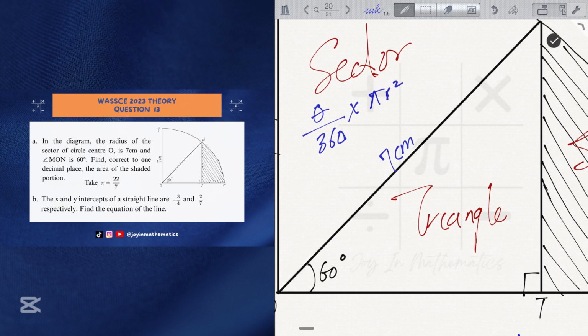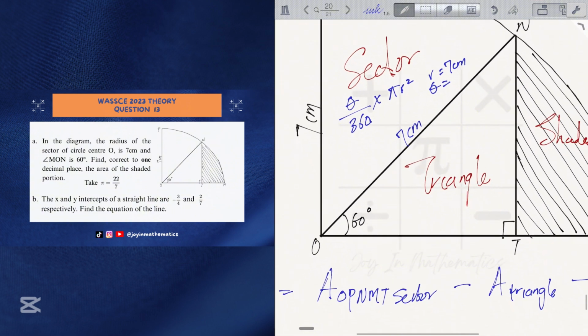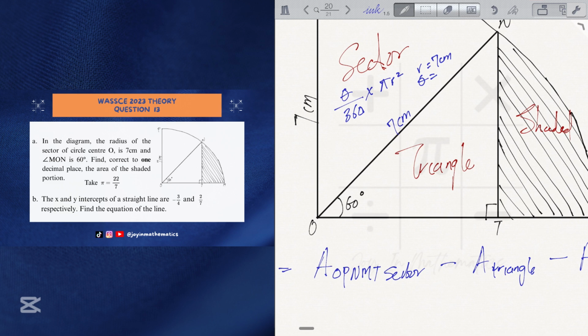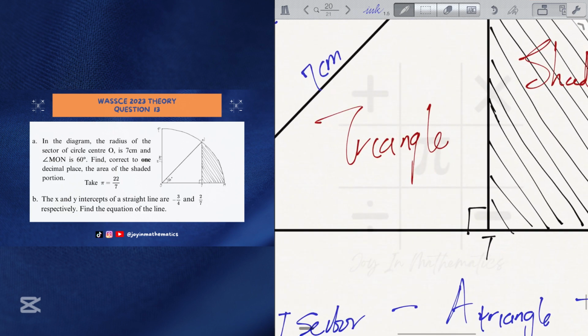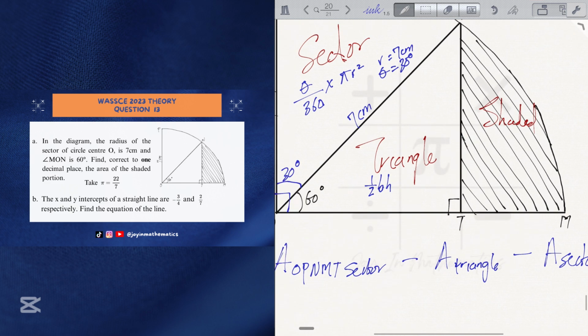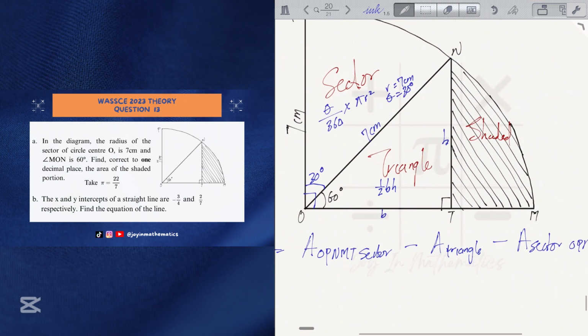Here, r is equal to 7 centimeters and theta is equal to what? If you come here now, we will see that if the total angle here is 90 degrees, a quadrant, then definitely the remaining angle here will be what? 30 degrees. So we have theta to be equal to 30 degrees. Now for the triangle, the area of the triangle is half base times height. So we do not have the base B and we do not have the height H. So we have to evaluate them from 7 centimeters using SOHCAHTOA.